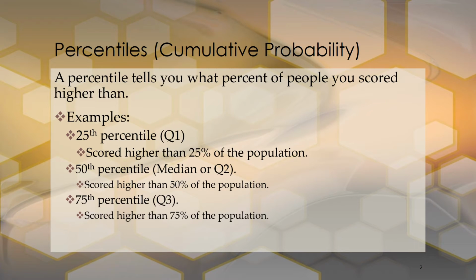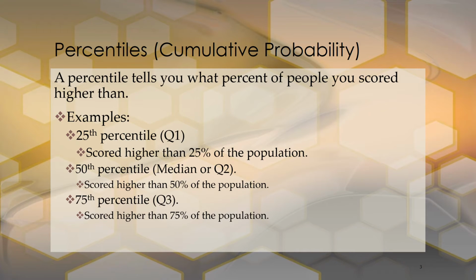So on this slide, I'm going to define what a percentile is. It is also called cumulative probability. A percentile tells you what percent of people you scored higher than, or what portion of people you scored higher than. So here are some examples.